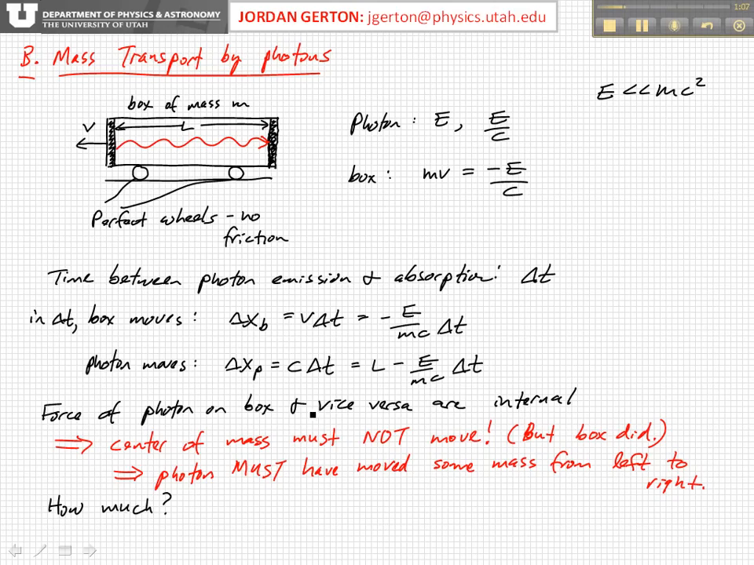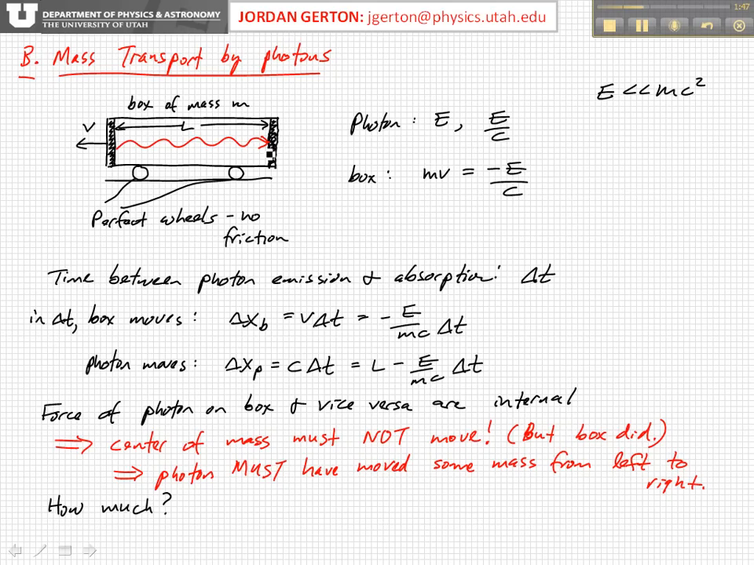In order for the box to accelerate, that is, in order to go from stationary before the photon is emitted to a particular velocity v, it has to accelerate, and we know from Newton's laws that that requires a force. And so the photon basically pushes on the box and vice versa. It gives an impulse to the box that's equal to the change in its momentum. Okay, but the key thing is that when it's absorbed, it gives an impulse to the box and vice versa.